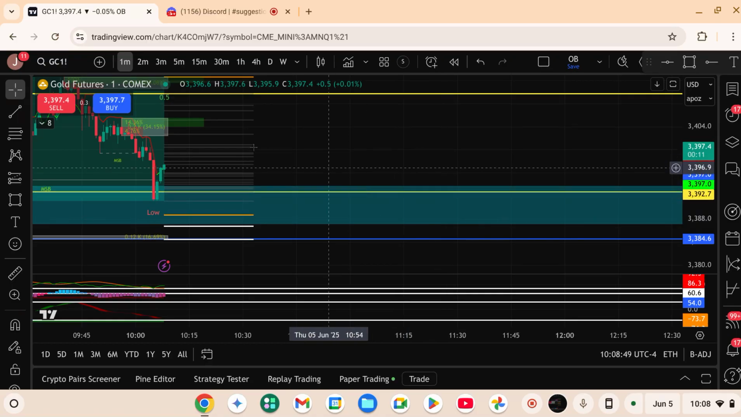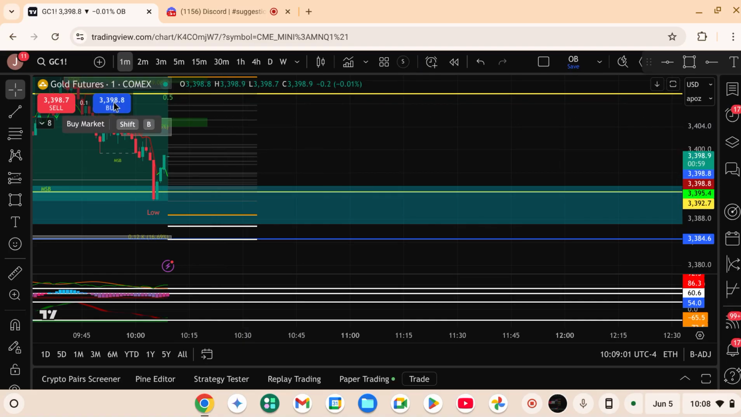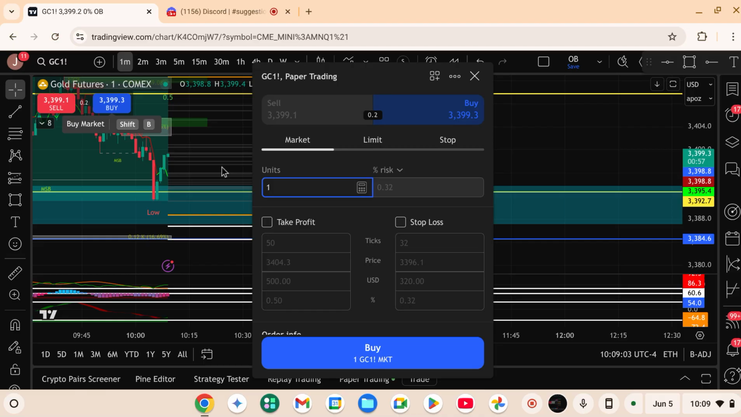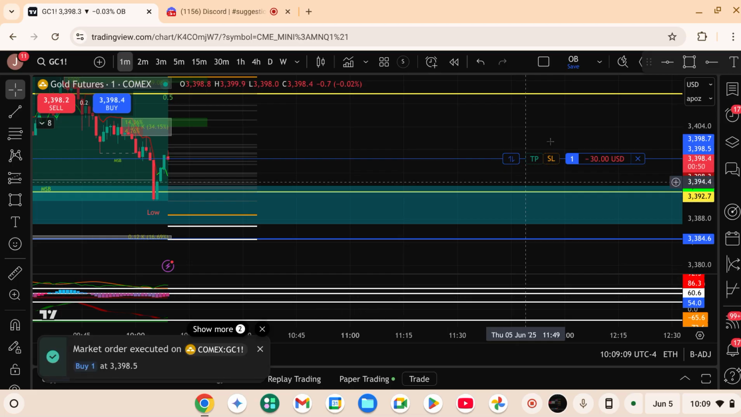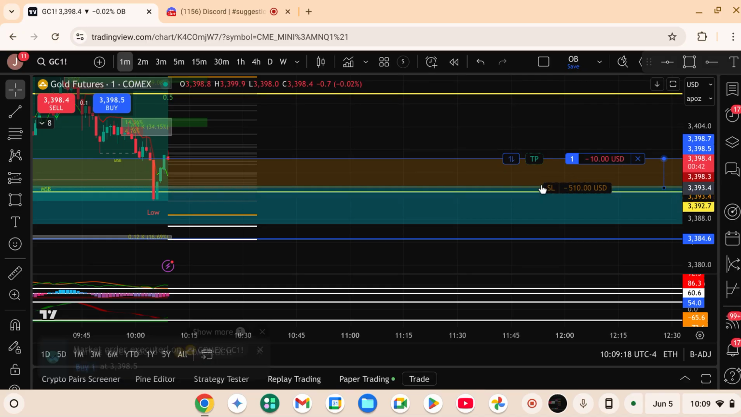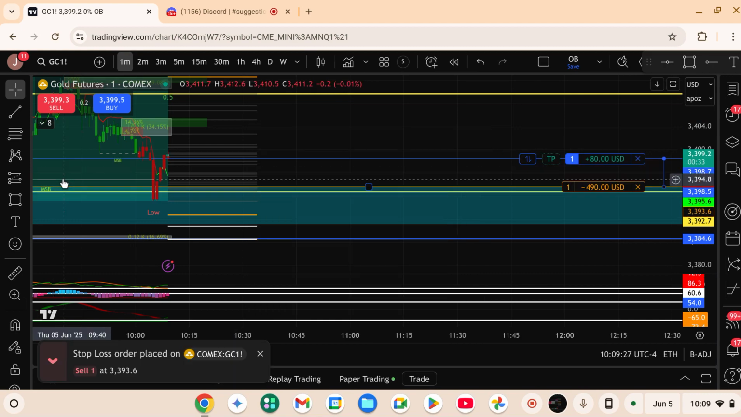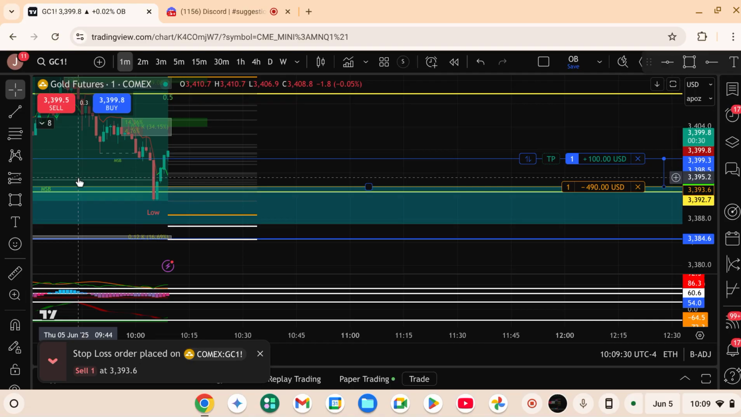We're gonna do one contract. All right, so we'll take one. Let's put our stop a little bit below this market structure right here, this market structure break.